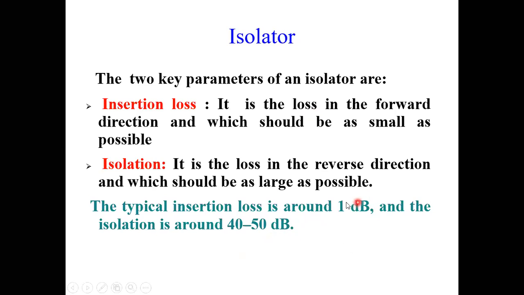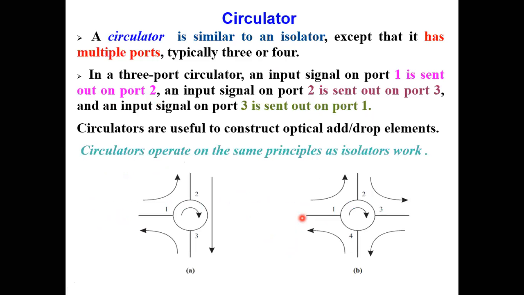Okay, so these values might not match if you try to compare microwave signal parameters with optical signal parameters. So insertion loss is around 1 dB because it is small. Isolation loss is around 40 to 50 dB, which is quite a high value.